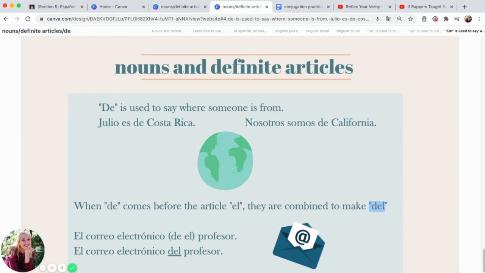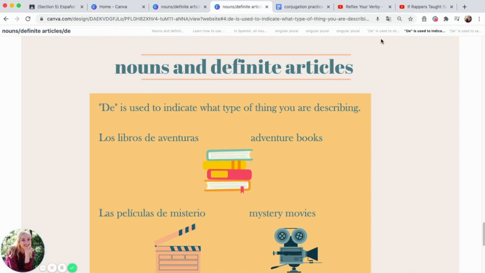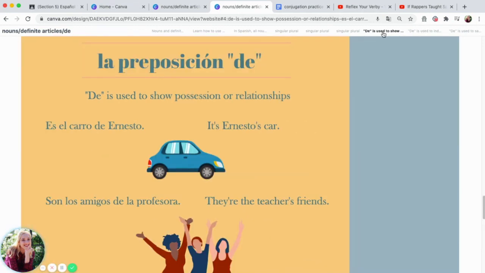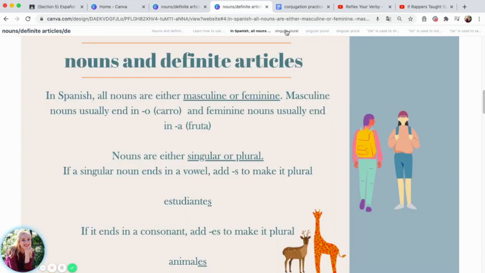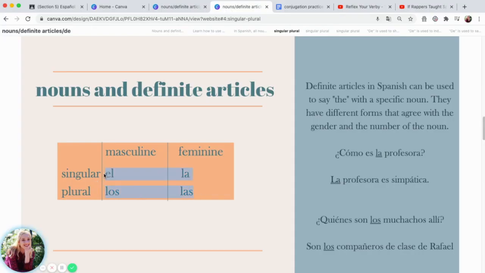Okay? I know that's kind of a lot of information, but if we take away anything from this lesson, here's what it is. We use de to talk about where we're from. We use it to talk about a category, a relationship, or possession. Okay. And then lastly, we just need to remember that we use definite articles. In Spanish, we're almost always going to use definite articles. And they have to agree in gender and number. Okay? So let's practice that.